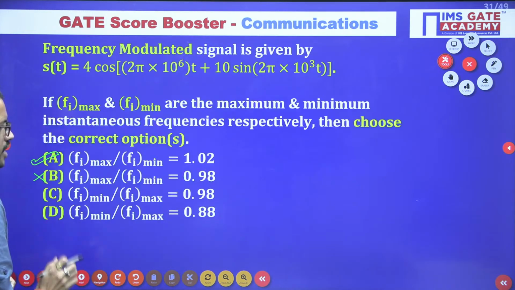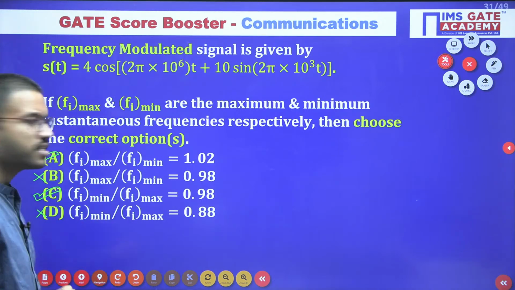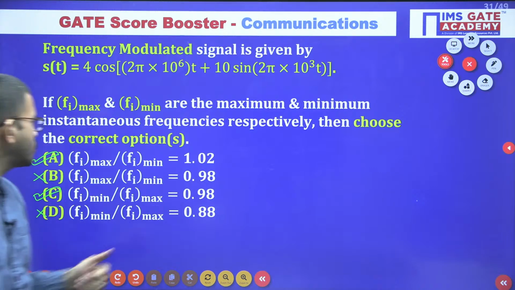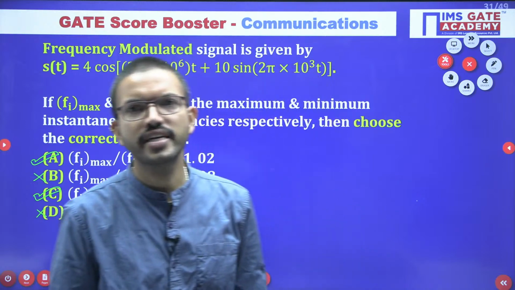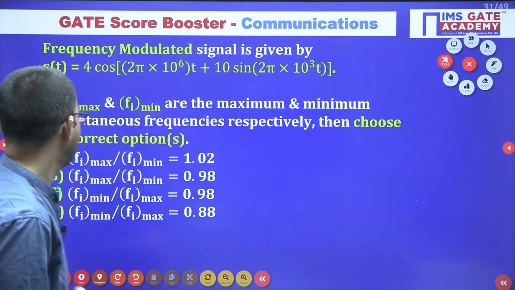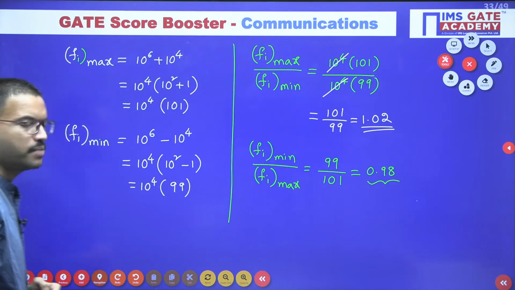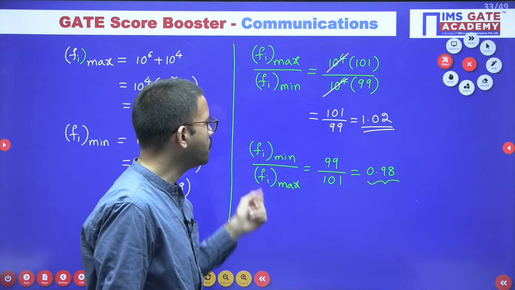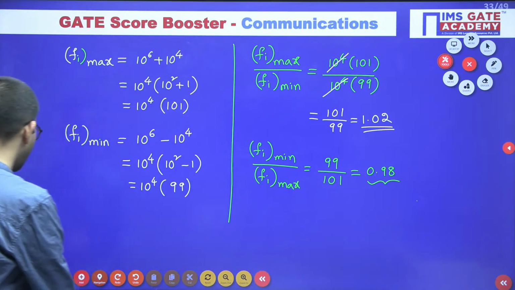So here 0.98 you are getting, that means option C is correct. So the moment option C is correct, option D is not correct. So for this question, two choices are correct, option A and option C. Option A and option C both are correct. Okay. So this is regarding instantaneous frequency, maximum and minimum. In two choices I kept the ratio of maximum and minimum. In the other two choices I have kept the ratio of minimum and maximum.